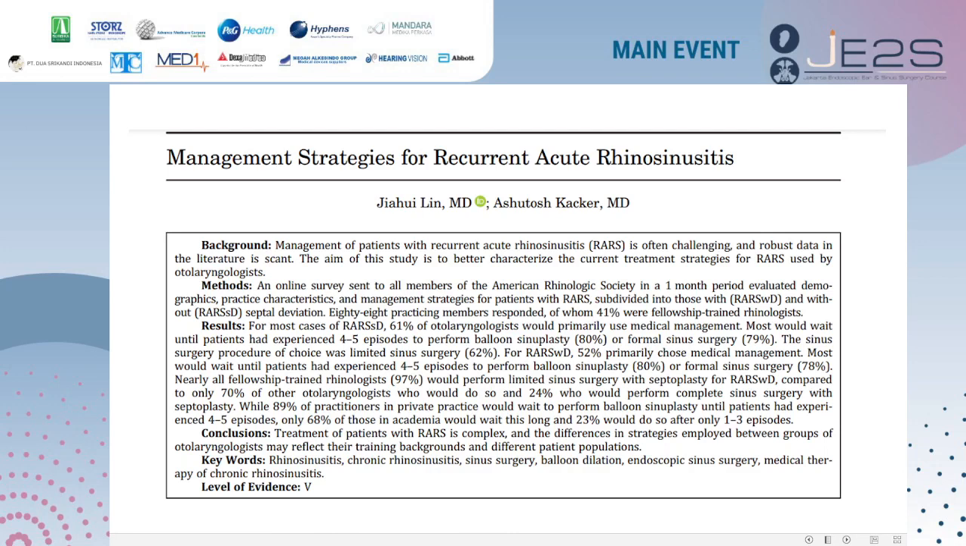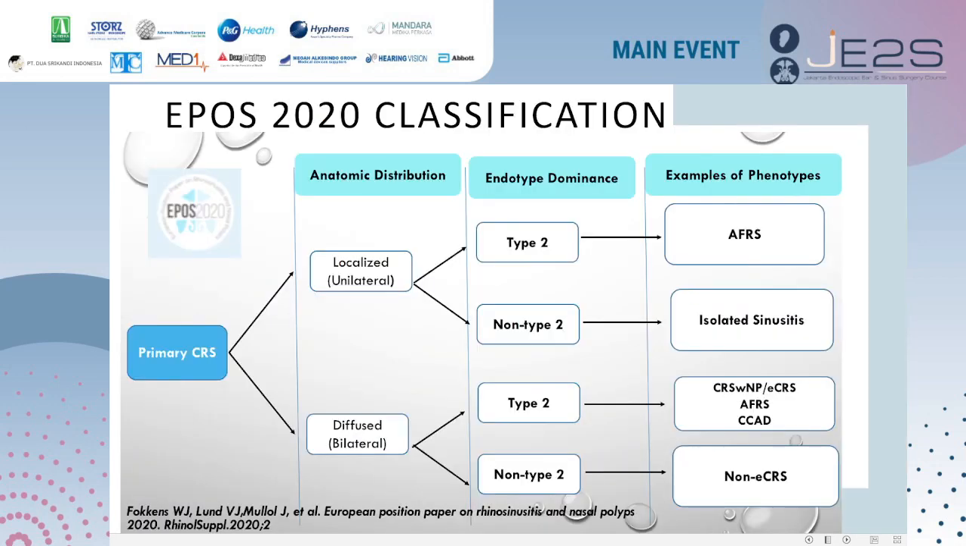Now we can go to CRS. As we know, in EPOS 2020 it is classified into primary and secondary. Primary is based on the pathophysiology, which is intrinsic mucosal inflammation. And so the ventilation and drainage concept is already left behind, because maybe it has a role, but only a limited role. So it is classified by anatomic distribution: localized, unilateral, or diffuse bilateral.